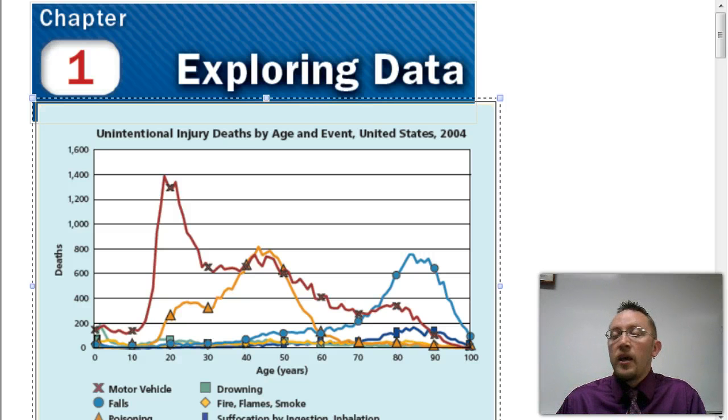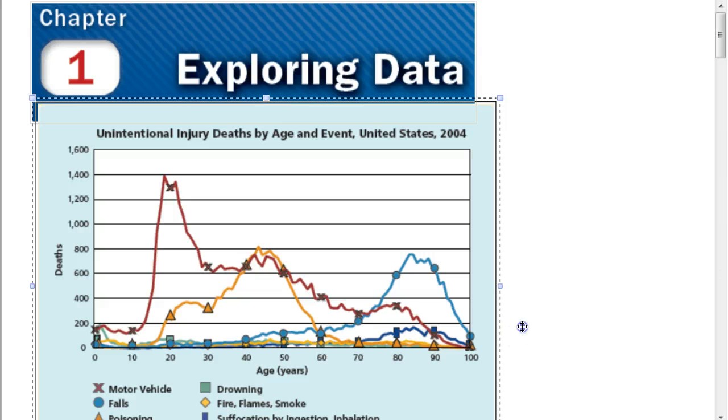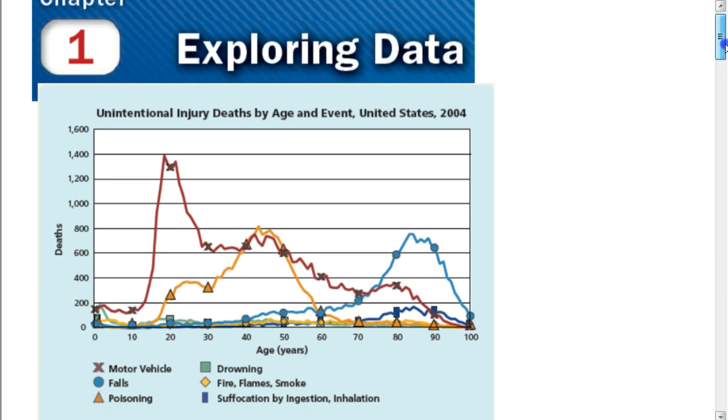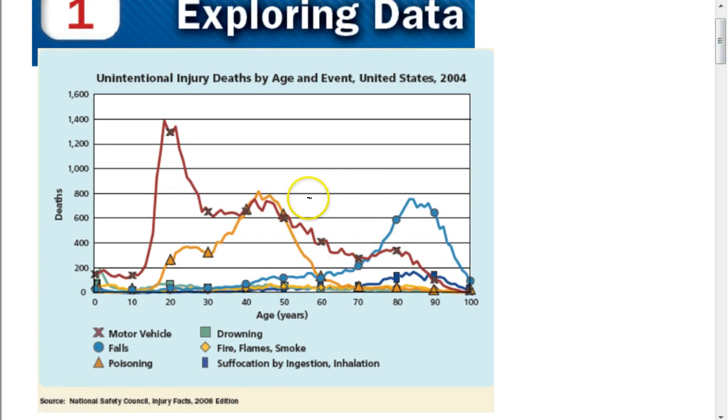For example, let's take a minute and look at this graph here and see what kind of decisions we can make based on this graph. As we look at this graph, there are some things that we can notice. For one, down at the bottom we can see that there's a source here, so we know that this is true data. It's from 2008, and you can see from the title of the graph that it's unintentional injury deaths by age and event in the United States for the year 2004. We can also see that they have a key down at the bottom, and not only do they have different colors, but they put symbols along the lines just to help distinguish between the different colors.